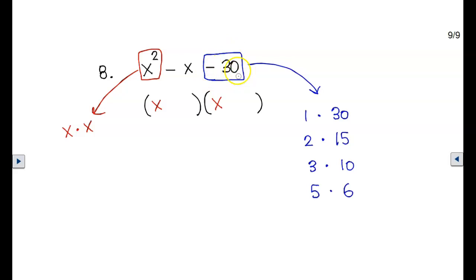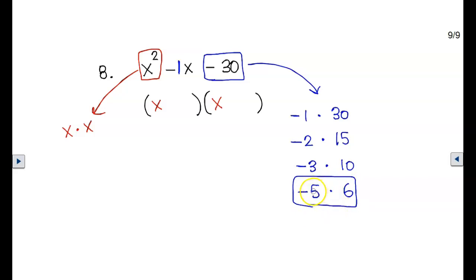If I want negative 30 as the answer, then I need one number in each of these problems to be negative. So I could do negative 1 times 30, negative 2 times 15, negative 3 times 10, negative 5 times 6, and vice versa. Now I want you to notice this time that we want negative 1x here in the middle. So which combination seems most likely to get you a negative 1? Well, this one seems most likely.